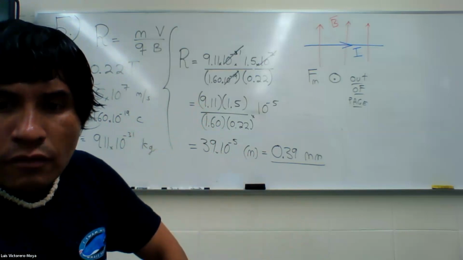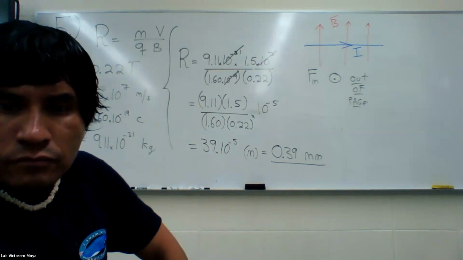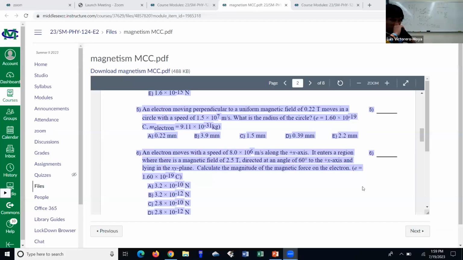Number 6. Let's see. An electron moves with a speed of 8 times 10 to the 6 on the x-axis and enters a region where the field is 2.5, that's high, and an angle of 60 degrees with respect to the positive x-axis on the x and y plane. Calculate the magnitude of the magnetic force. All right, so let's do that. I'll do it here. Another easy problem, applying the formula for magnetic force due to a moving charge.